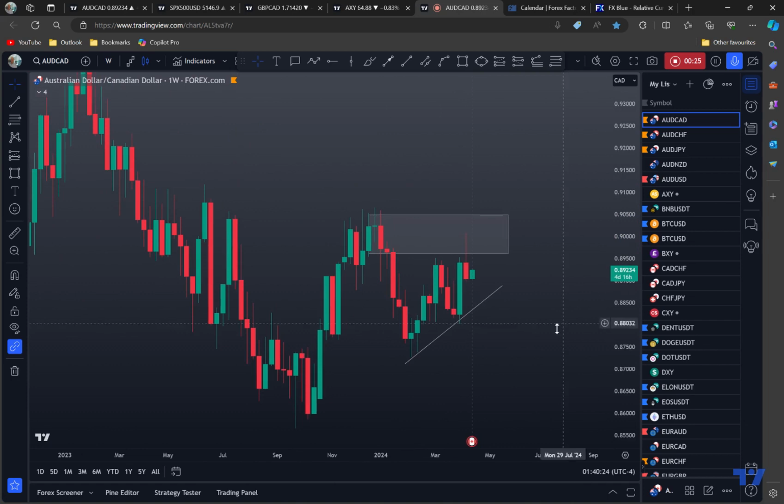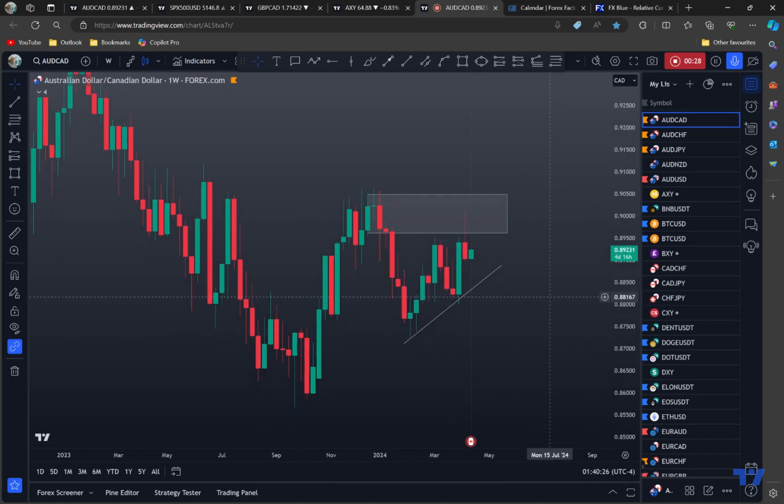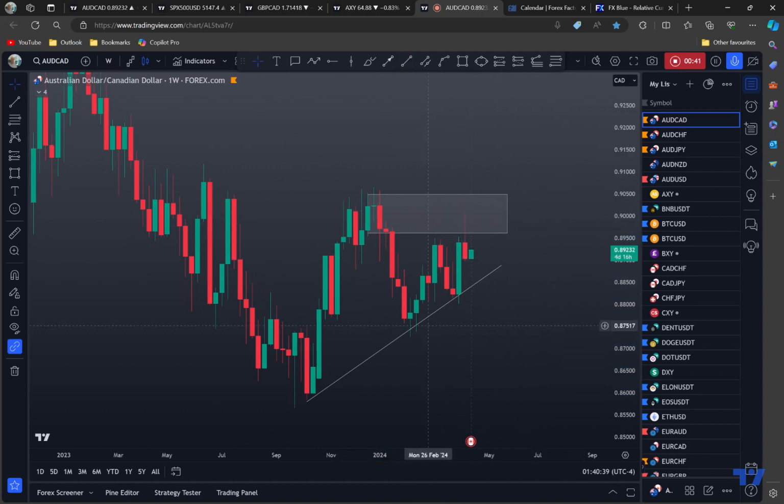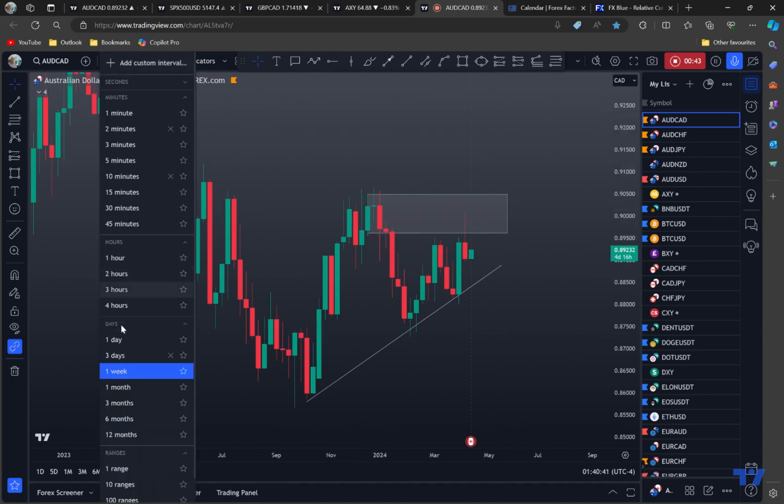So in terms of a potential draw on liquidity, you can see higher highs, higher lows, it's trending up. So I'm thinking we might see continuation given that we have this higher high. So my bias on the higher time frame would be bullish.